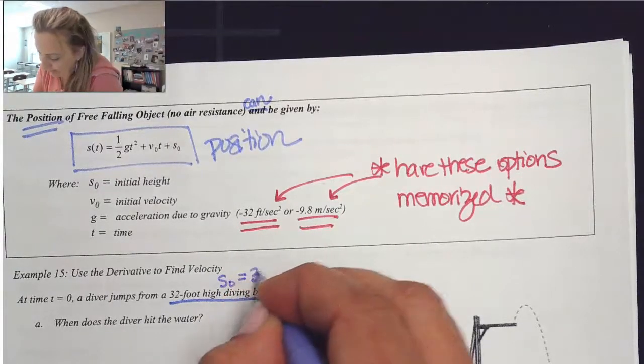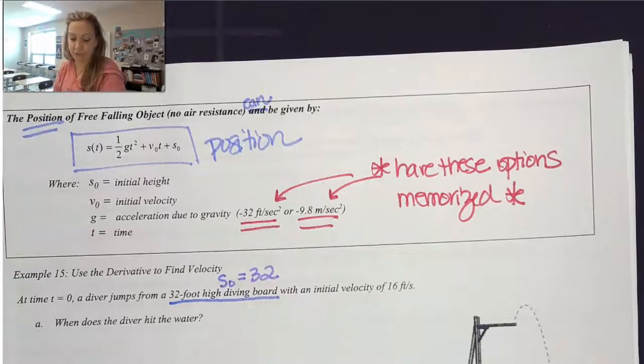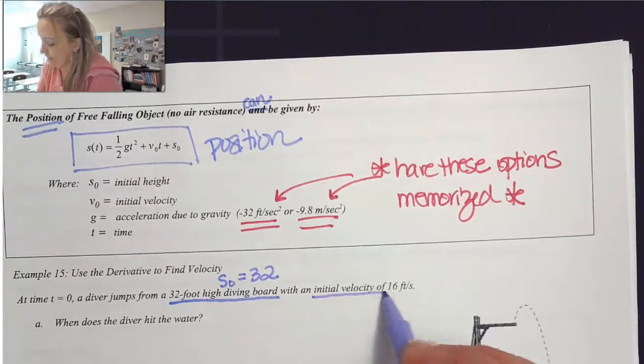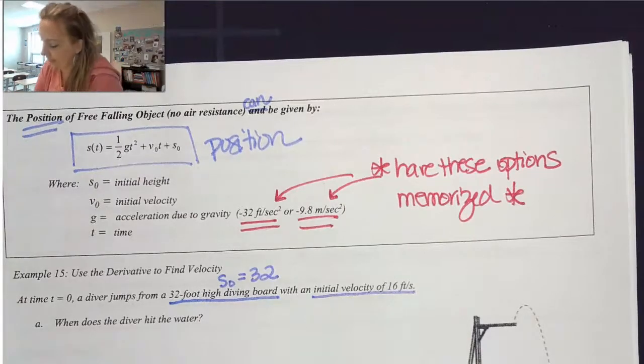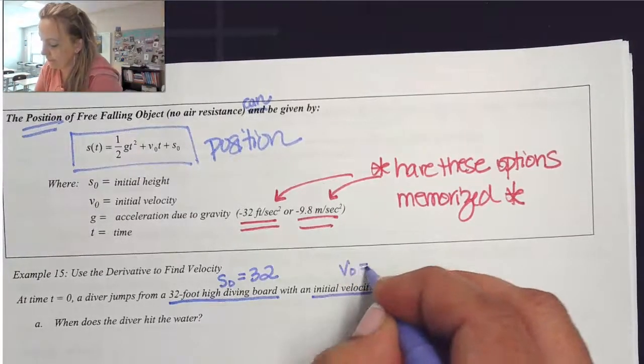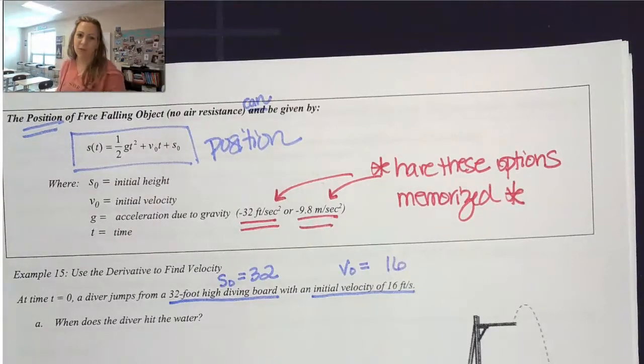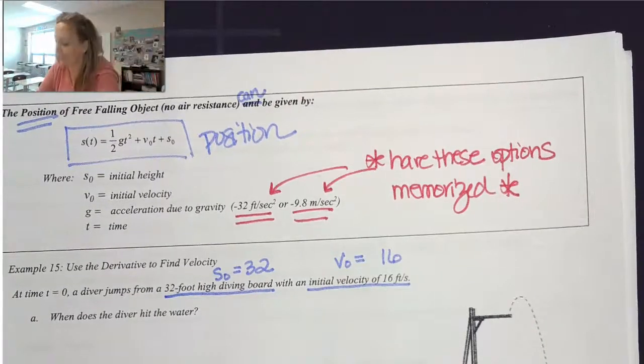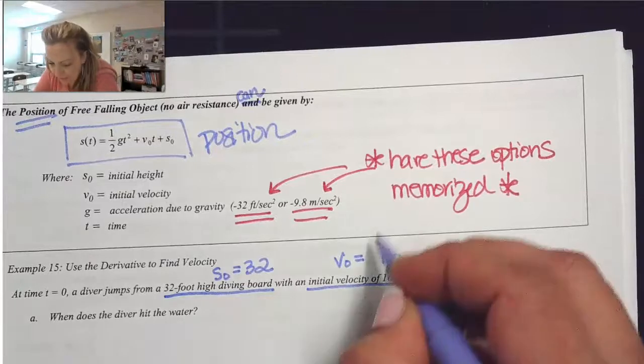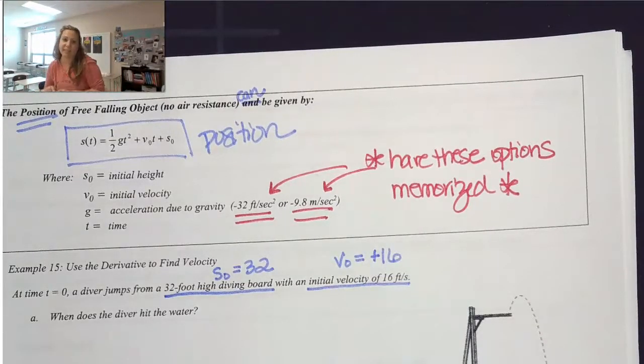This tells me that my S sub 0 is going to be 32 feet. The initial velocity is 16 feet per second. That tells me V sub 0. Now, will this be a positive 16 or a negative 16? Well, let's think about the diver. When you dive, you jump up a little bit, right? And we see that that's happening here. So our velocity is going to be positive if we're jumping from a diving board.